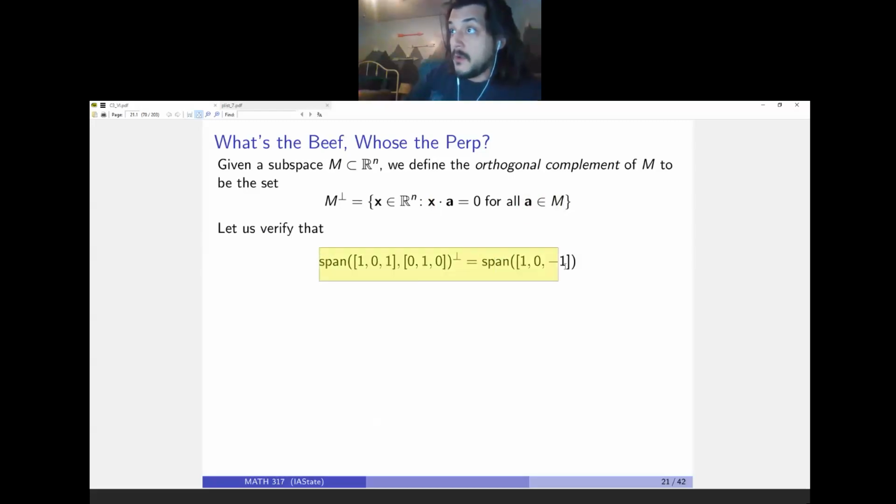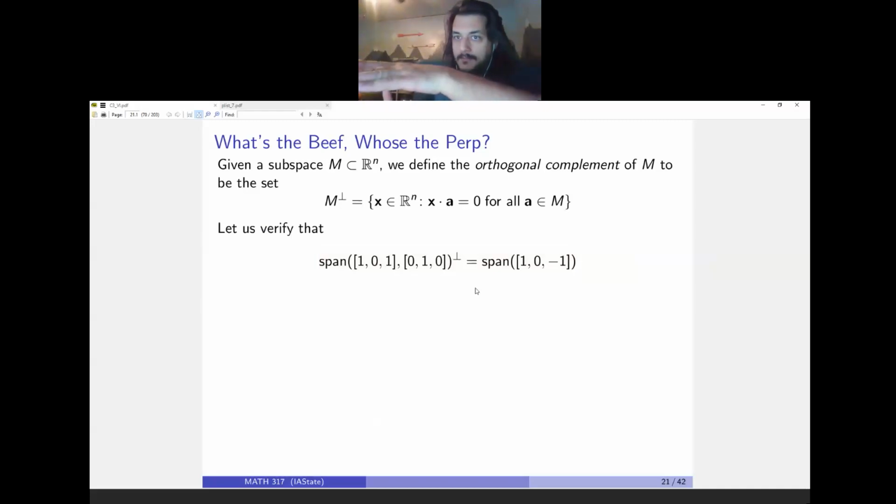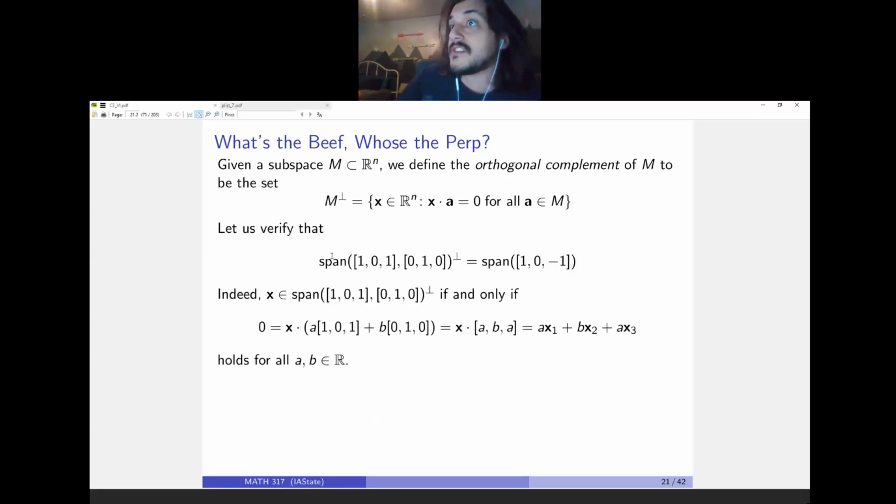And so the example you always want to keep in mind is the one we were just talking about, which is a plane and then a line going through the plane that's perpendicular to it. So if you like your Calc 3 stuff, right, I'm talking about the normal to a plane. So this is just a fancier, more abstract way of capturing that idea. All right, so let's actually verify that this is indeed true.